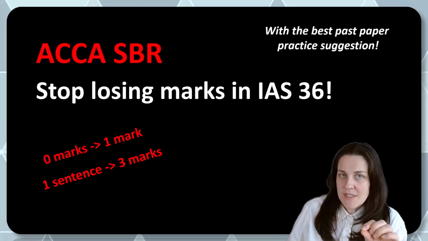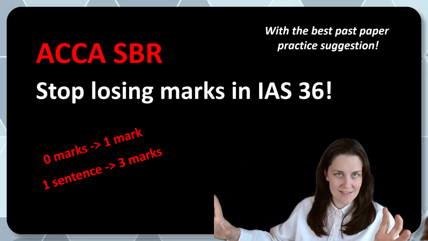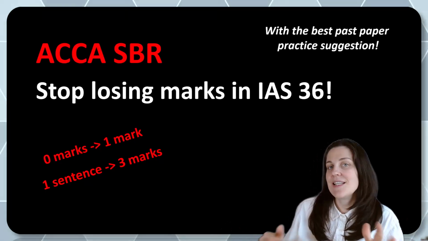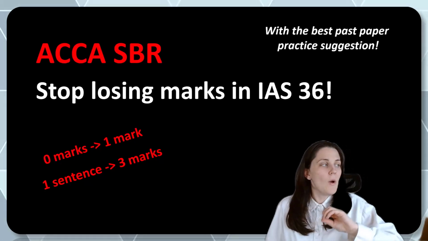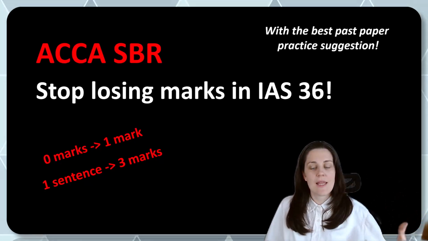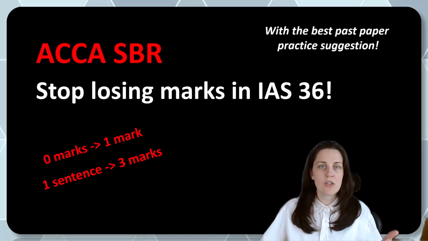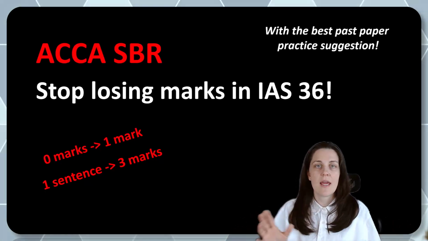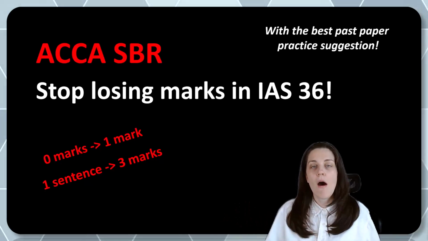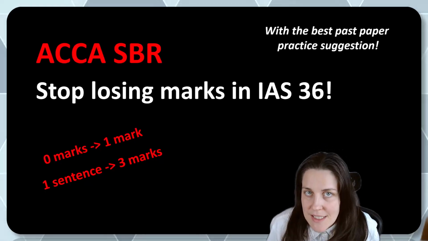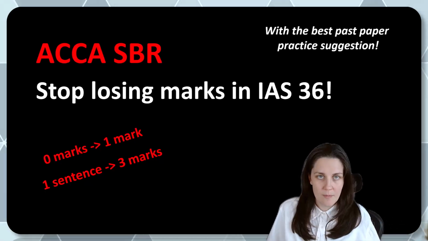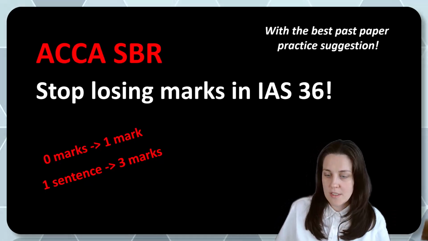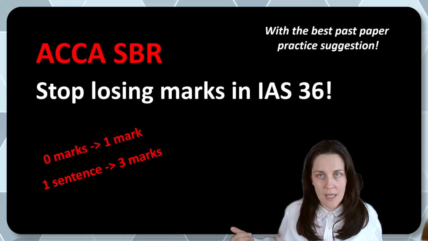Now, sometimes you put lots of ideas in a single sentence and this doesn't bring you any mark. For example, when we say something like extreme weather conditions, changes in regulations, and so on are going to be impairment indicators, you need to explain it in a different way. Before, we talked about the number of years. What else can we say?